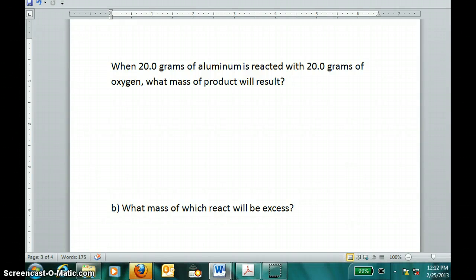Let's do a slightly more involved example of stoichiometry with limiting reagents. And it's only slightly more involved in that we're using masses. And for stoichiometry, you have to use moles, so we'll have to do a little converting first. But the pattern of what I do will be the same.